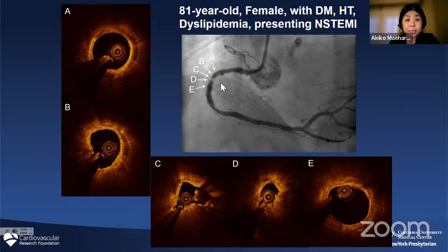This patient was an 80-year-old female presenting with non-STEMI. By OCT, you can see the calcified nodule here. And also, when you go very proximal, you see very circumferential calcium, proximal to distal. So it is always a calcified nodule on top of a very diffuse calcified lesion.